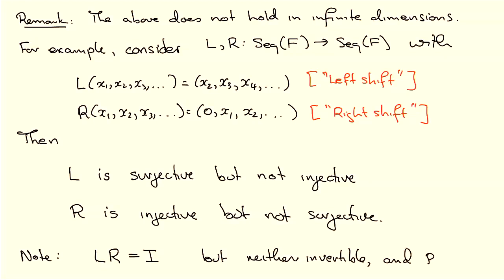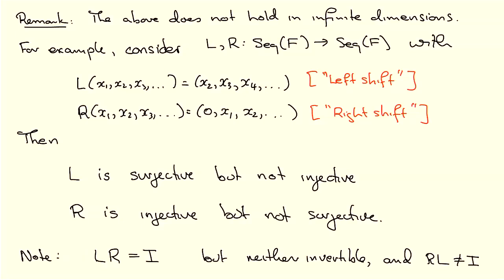And also RL is not the identity. What does RL do? If you first shift across to the left, you throw away x1, and then you shift back again, where the x1 used to be, you've got a 0. So that's not the identity. That's the map that just kills the first coordinate.